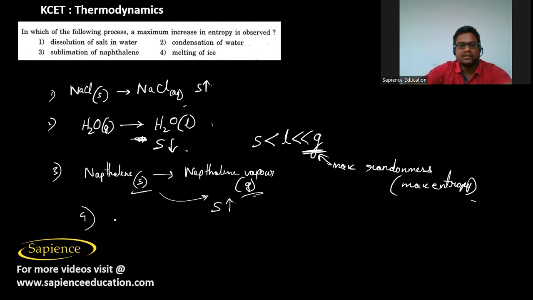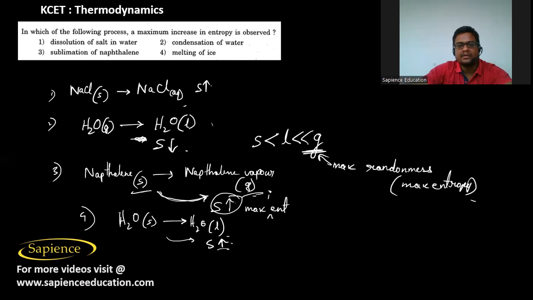And in the fourth case, melting of ice. So water in the solid form is converted to water in the liquid form. So here also the entropy increases, but in the third case solid is converted to the gaseous form. So here we have maximum increase in the entropy. So option 3 is the correct answer.